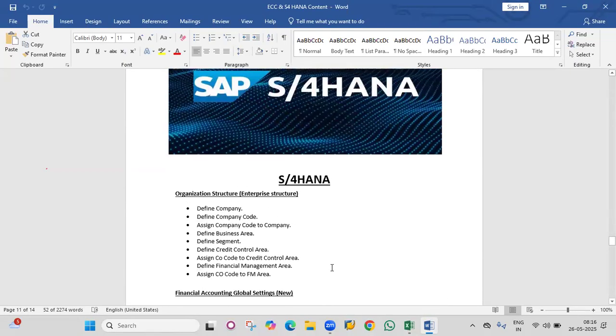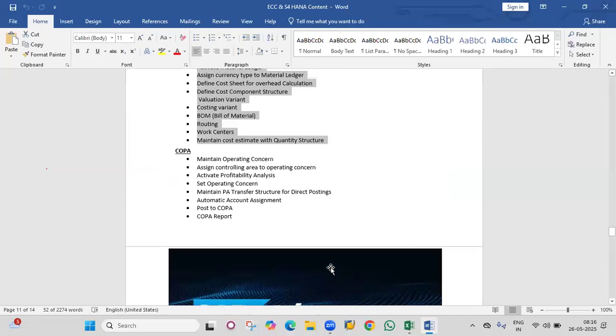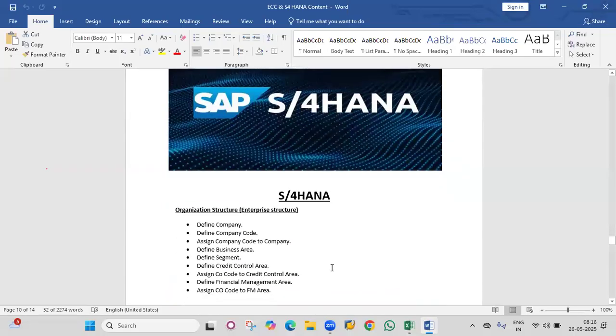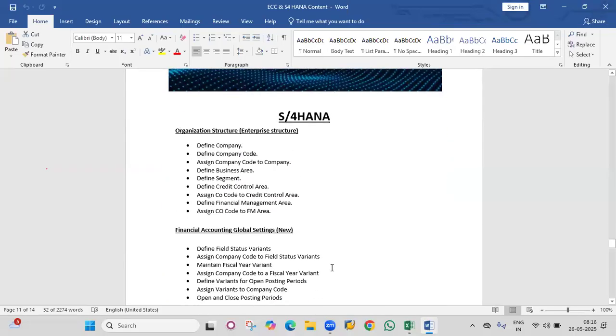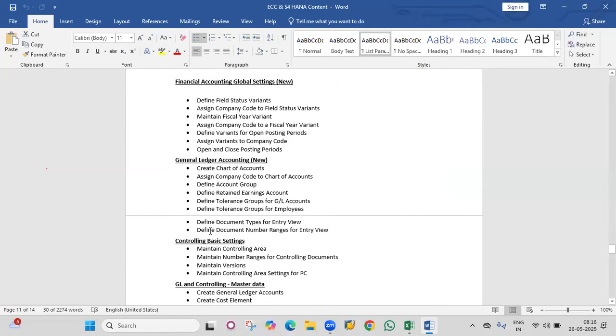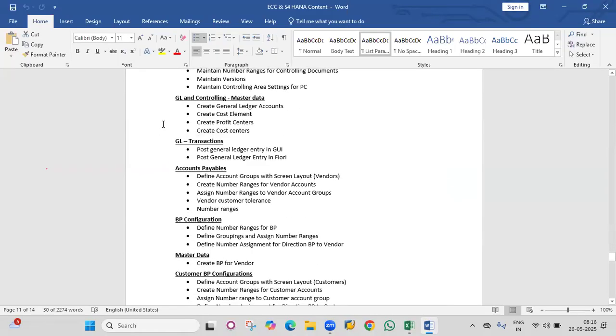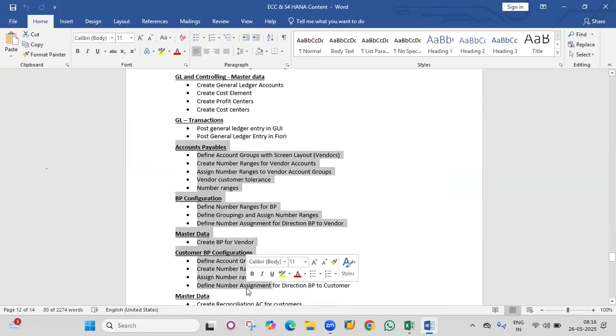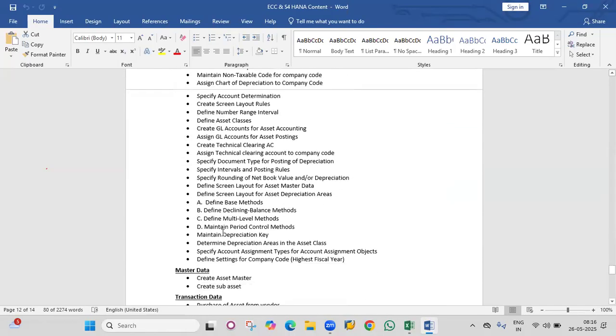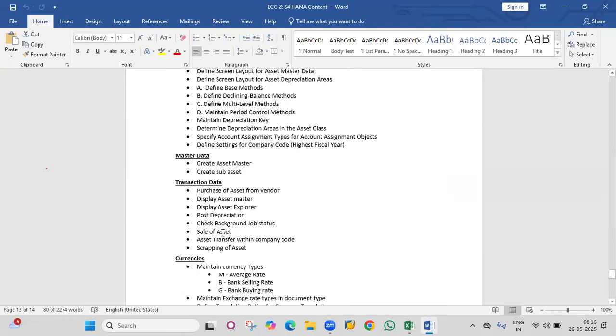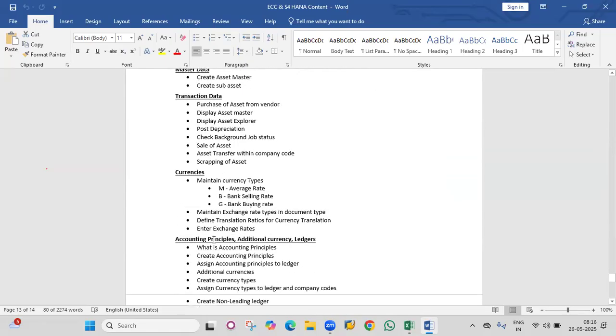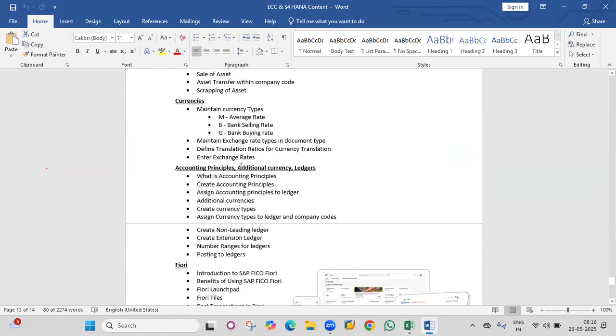After completion of ECC, till here I'll be taking up in ECC. Now I'll start with S4 HANA. In S4 HANA, again, I will teach you the organization structure, financial accounting, global settings. All these settings, once again, I'm going to teach you. And from here, whatever new functionalities SAP has given in accounts payable, accounts receivable, banking, asset accounting, currencies, accounting principles, additional currencies, and ledgers.